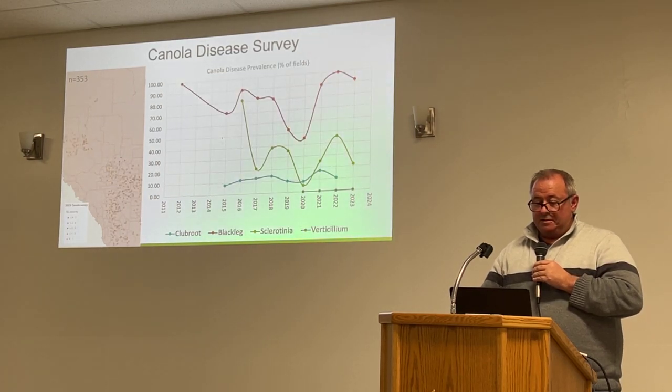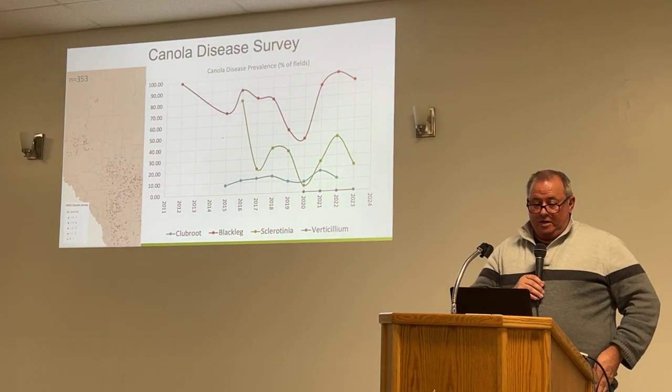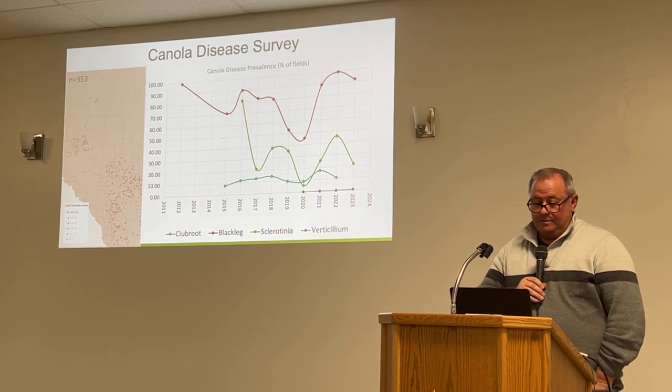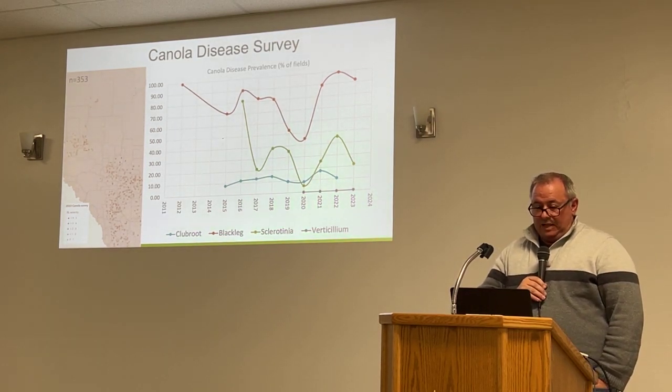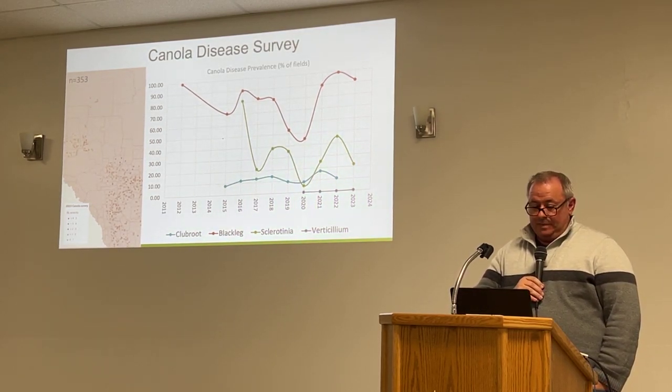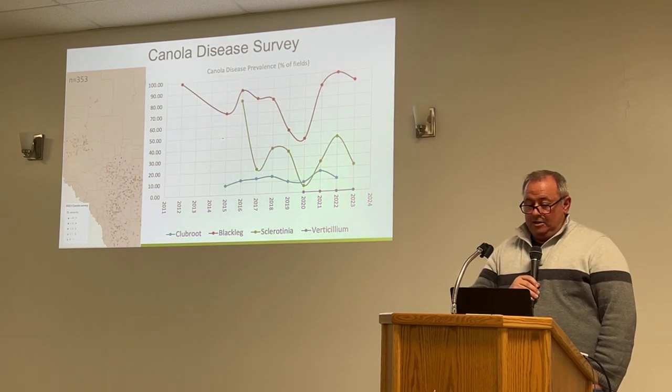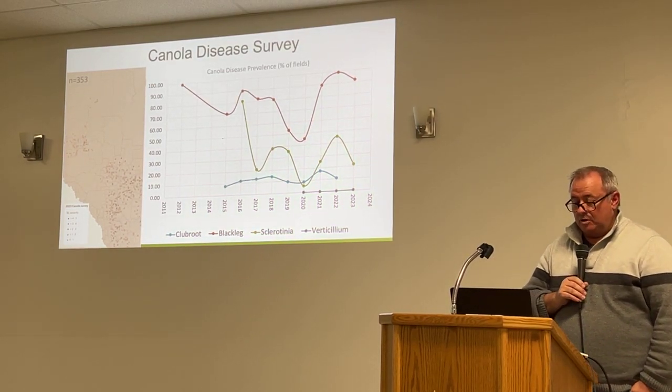Okay, canola diseases. Same format, I've got the locations on a map on the left, prevalence on the vertical axis and years on the horizontal axis. You've got blackleg as the red, sclerotinia the green, clubroot is the blue, and verticillium stripe is the black. So I don't have the 2023 data for clubroot yet.